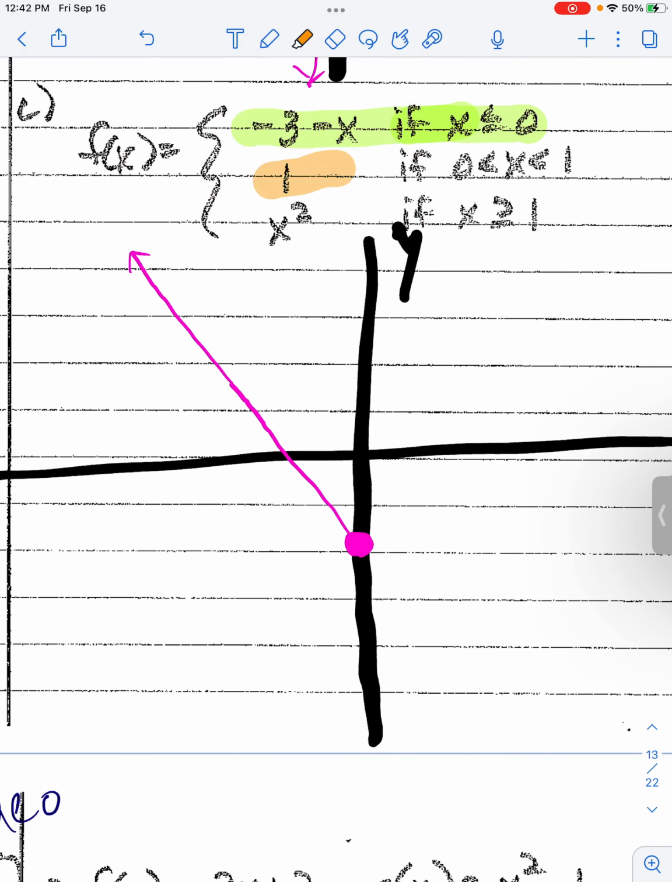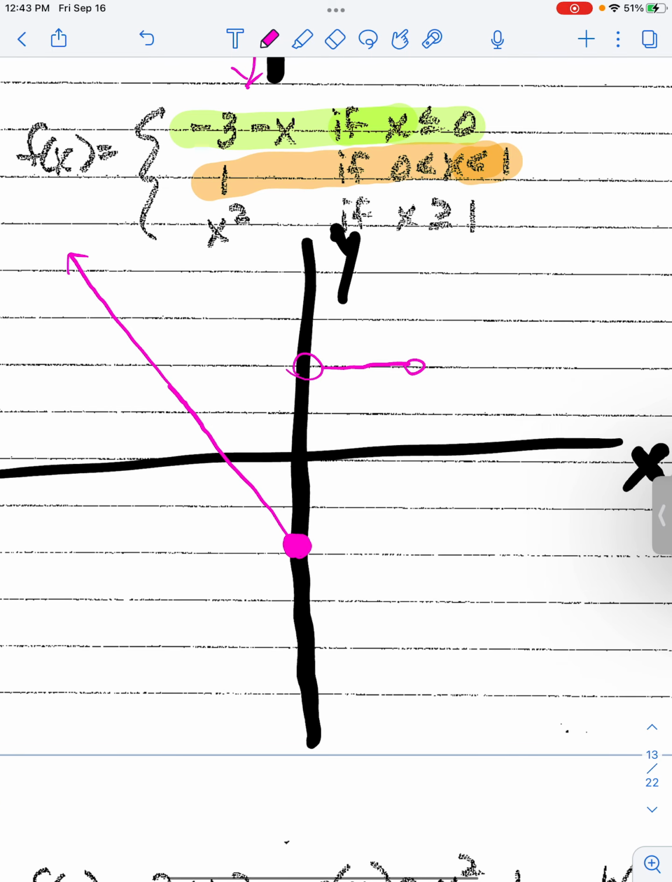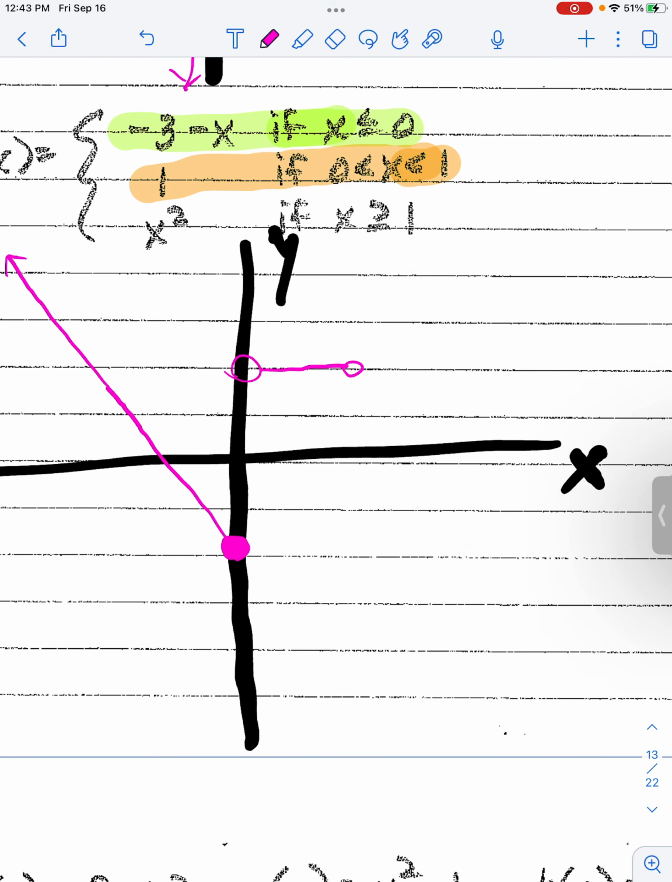The second piece equals 1 if x is between 0 and 1. So at x equals 0, this graph is not equal to 1. At x equals 0 itself, I'm going to draw a hollow circle there. But between 0 and 1, drawing the hollow circle there, it is equal to 1, okay? So I put open circles here because this is a less than sign and this is also a less than sign. There's no equal to line there, okay?